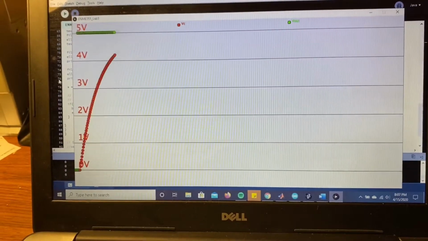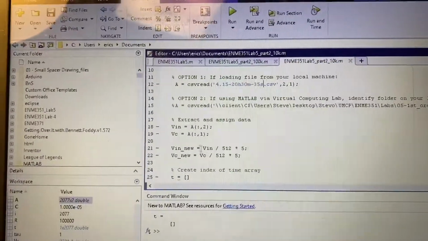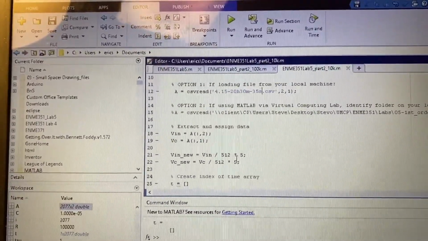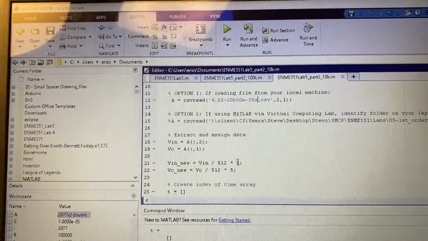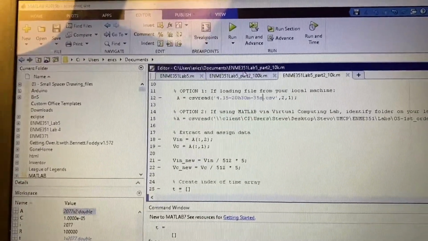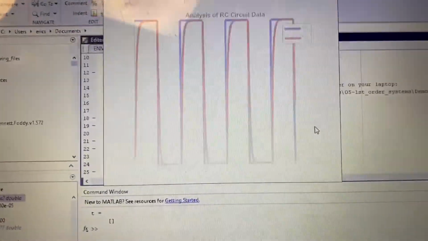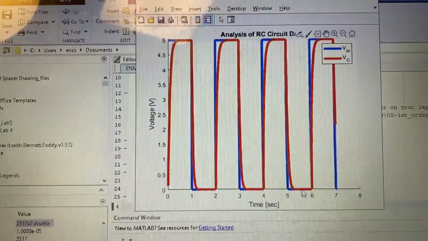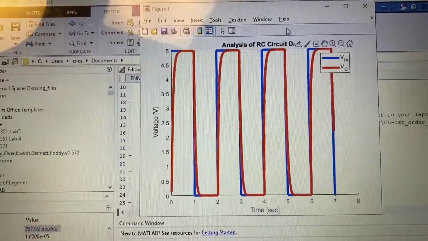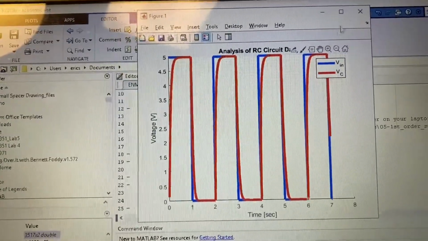So in my MATLAB data analysis code, all I did was divide the two arrays by 512, which was the total number of codes, then multiply it by the full scale range voltage of 5 volts. If we look at the graph, we can see for the 10 kilo ohm resistor, we have a period of 1 second, which is 10 times the time constant, which is what we expect, and it reaches the high and low points fairly quickly.